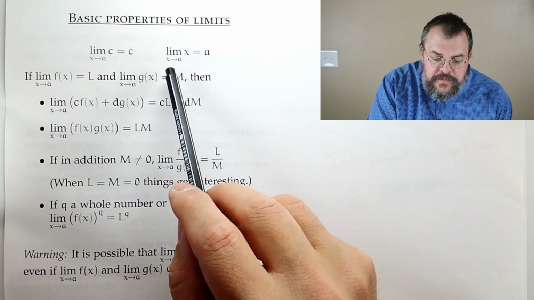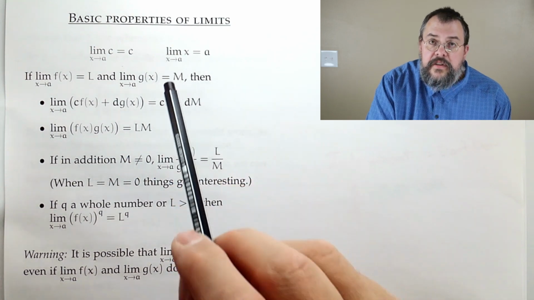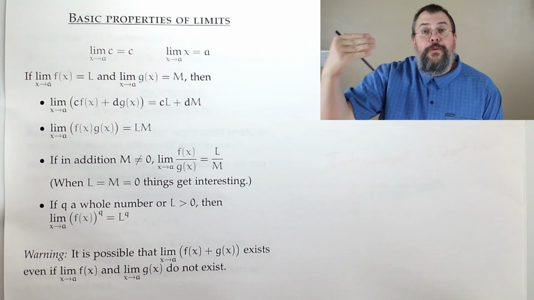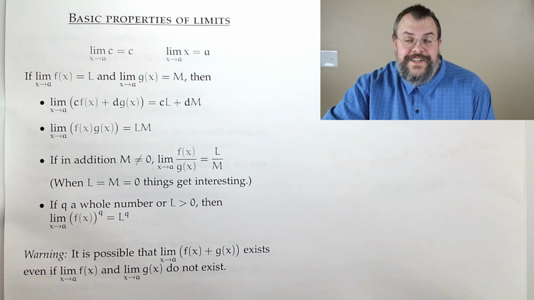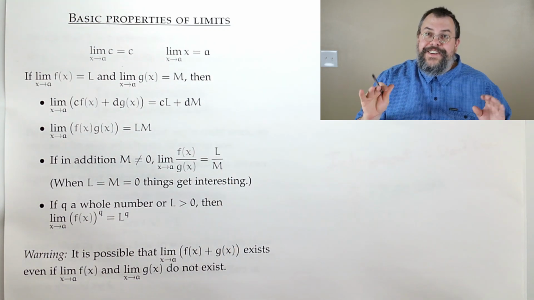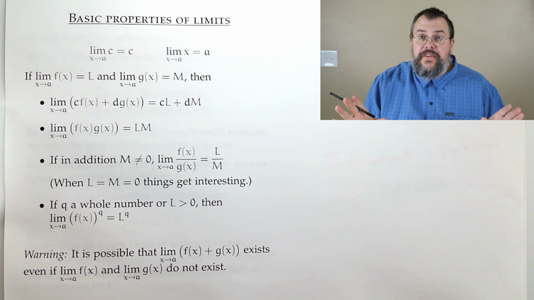Let's think about this one. So this is the limit as x goes to a of x. So we're trying to figure out, as x gets close to a, what does x get close to? And the answer is a. Okay, good. These we can believe. So those are some basics.